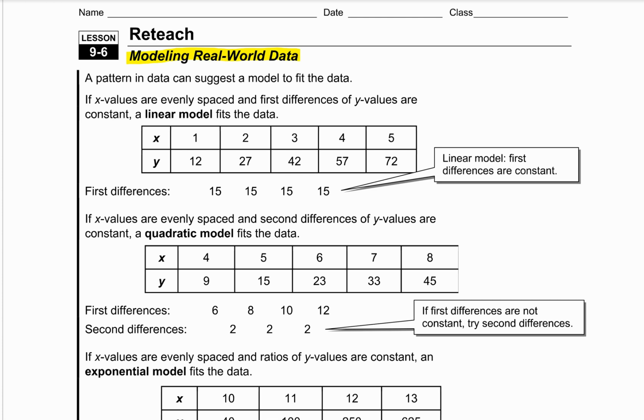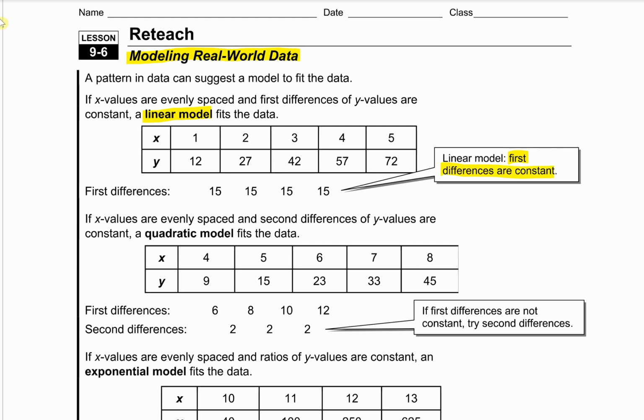A pattern in data can suggest what type of model is going to fit that data. Now, not always is it going to be exact, but when it is, you know for sure you've got this type of model. The first one here is a linear model. Linear models, we did these back in Algebra 2A. If the first differences are constant, you have a linear relationship.